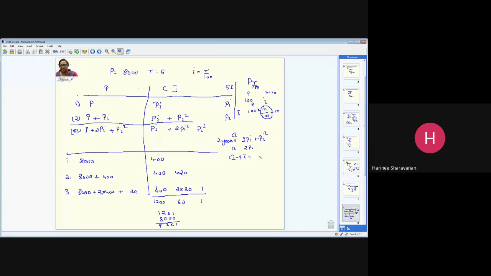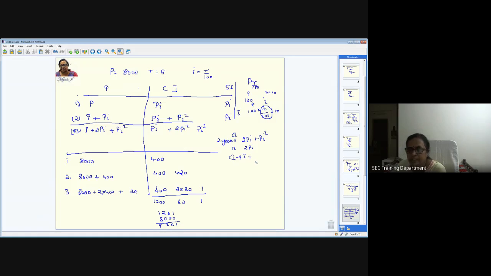The interest keeps on increasing. P into I squared, ma'am, that's all. In compound interest, the interest keeps on increasing, going up. And then we are calculating for 2 years. That is why you can see that the compound interest has some extra interest here, correct?